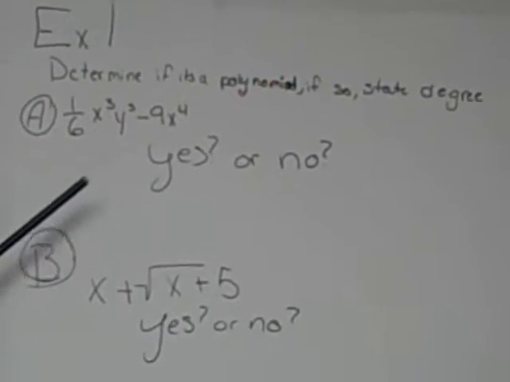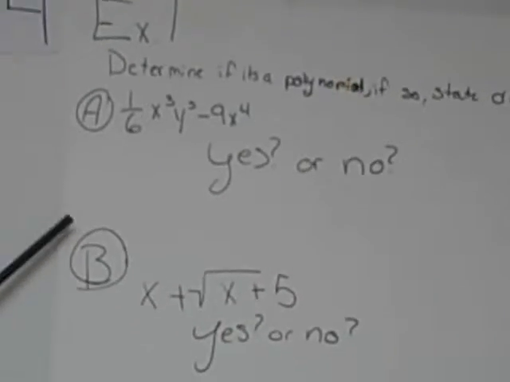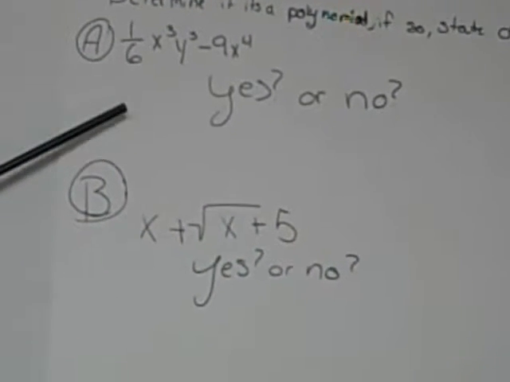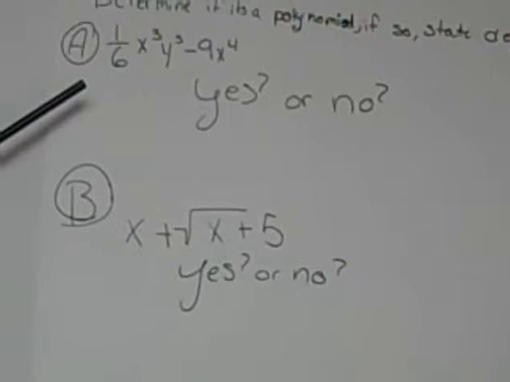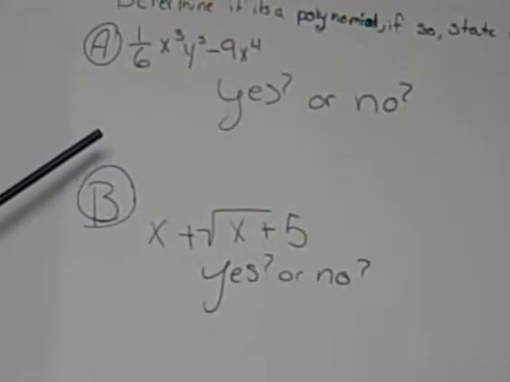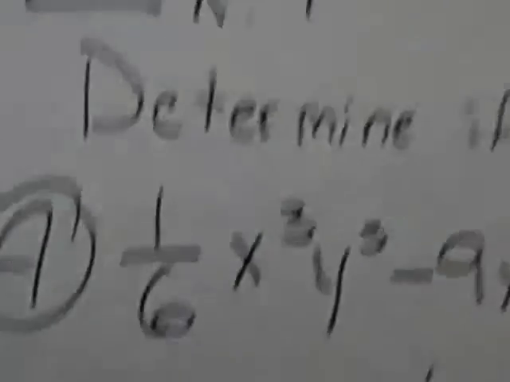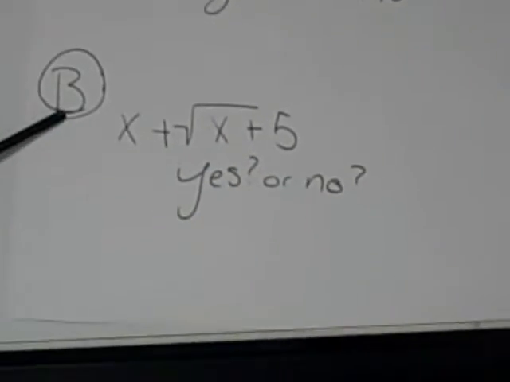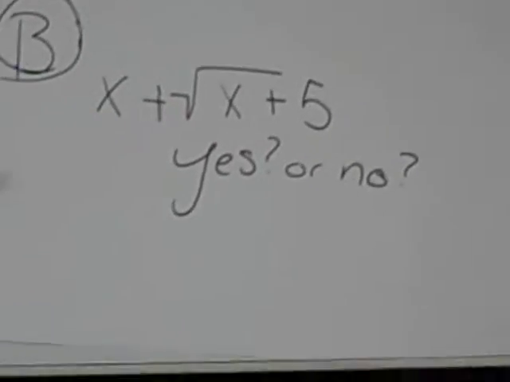Polynomials. Example 1. Degree of a polynomial. Determine whether each of these is a polynomial. If so, state the degree. A is a polynomial because each term in the expression is a monomial. The degree of the first term is 3 plus 5, or 8. The degree of the second term is 4. The degree of the polynomial is 8. For example B, this expression is not a polynomial because the square root of x is not a monomial.